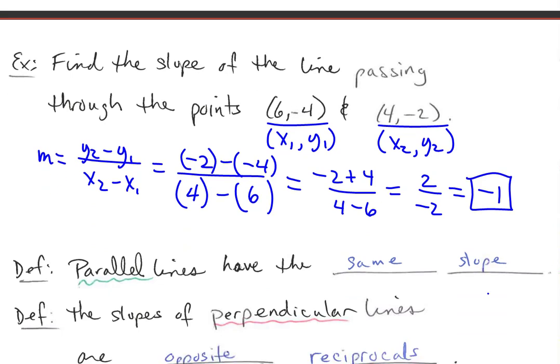Now, let's add some definitions to this, and that is, first, parallel lines have the same slope. Okay, so parallel lines would be lines that run together. Think of like the letter L's in the word parallel. Parallel lines just run in the same direction. But what we're saying here in this definition is that parallel lines have the same slope.